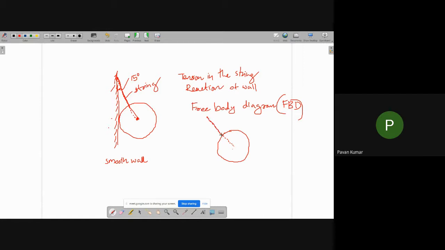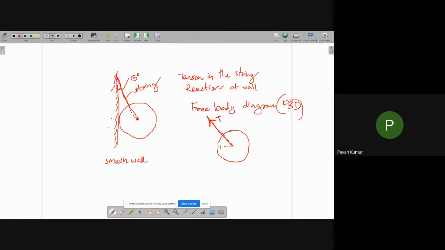So this is the string. Now this is a string, the tension in the string, which will be acting upwards. Okay. We are considering it will act like this. So this is the tension in the string. It acts like this.